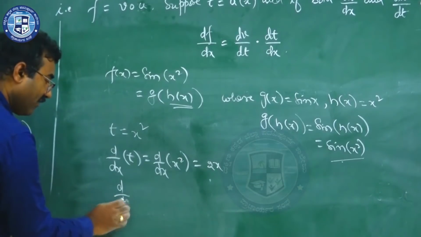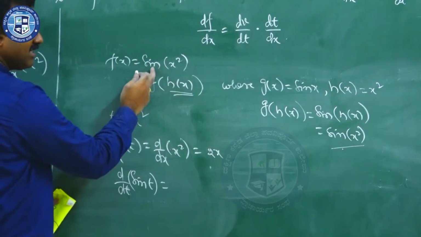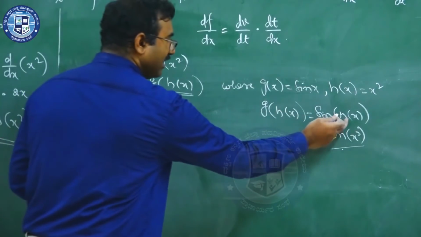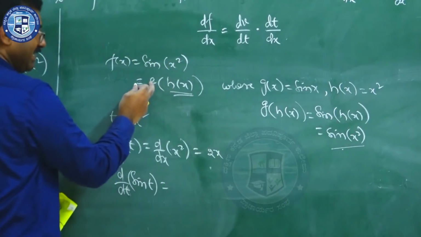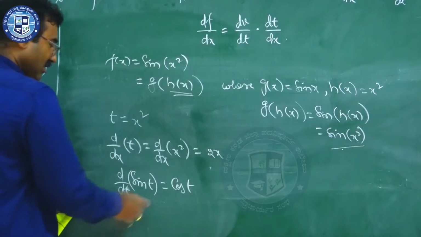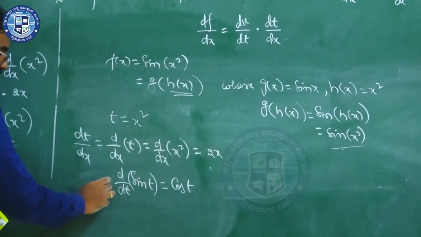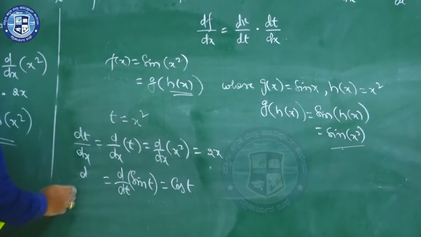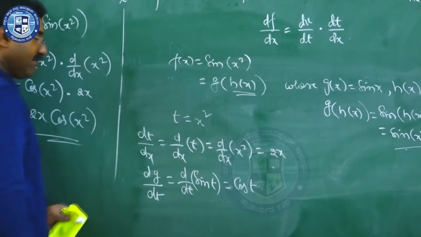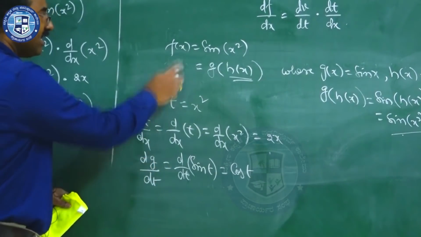Next, here d by dt of sin t. Why do we have to take sin t? Because h of x you have taken as t now. So this function is sin t now. So d by dt of sin t becomes what? Cos t. Okay. So this is nothing but dt by dx. This one is dg by dt. So dg by dt into dt by dx, it gives what finally? df by dx.